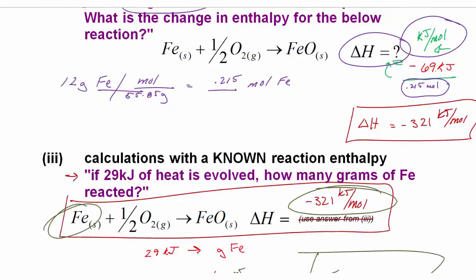Then the last type of problem involves those thermochemical equations. They're complete. That means you're given the enthalpy. Just treat it as another conversion factor. And you can convert heat to grams or moles, or you can convert grams or moles to heat using that conversion factor. Good luck.